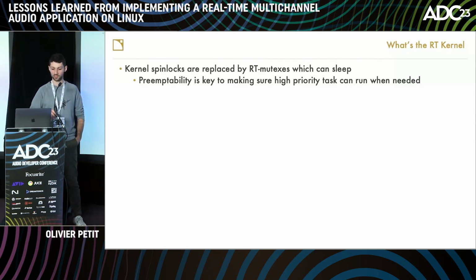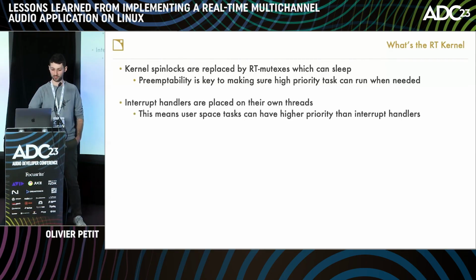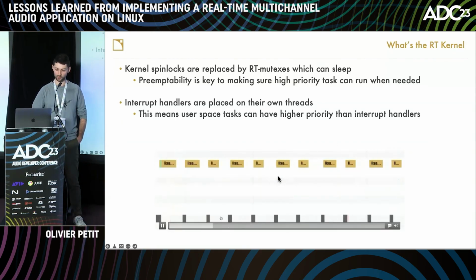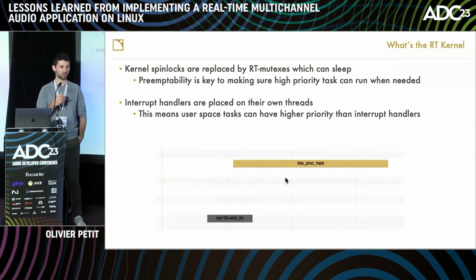So as I said, preemptibility is key to making sure high priority tasks can run when needed. This means user space tasks can have higher priority than interrupt handlers. So here's an example. Here I'm talking to a low speed peripheral on an I2C bus. And obviously our PC is a lot faster, it can spit out data a lot faster than this I2C bus. So what's happening is we're sending some data, and then at some point, very quickly, the device is like, hang on, I'm sending this only a few bytes at a time. You need to wait because my buffer is full.